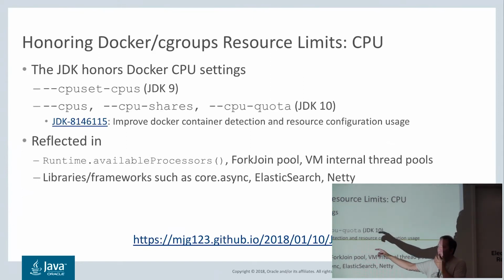And basically, the way you ask Docker to say this is how many CPUs you're allowed to use is by using these options. There are a bunch of them, cpuset, cpus, and things like that. Those didn't used to have any effect whatsoever. In JDK 8 we didn't honor them at all. In JDK 9 we started honoring some, in 10 even more, and hopefully now with 11 that should all work.